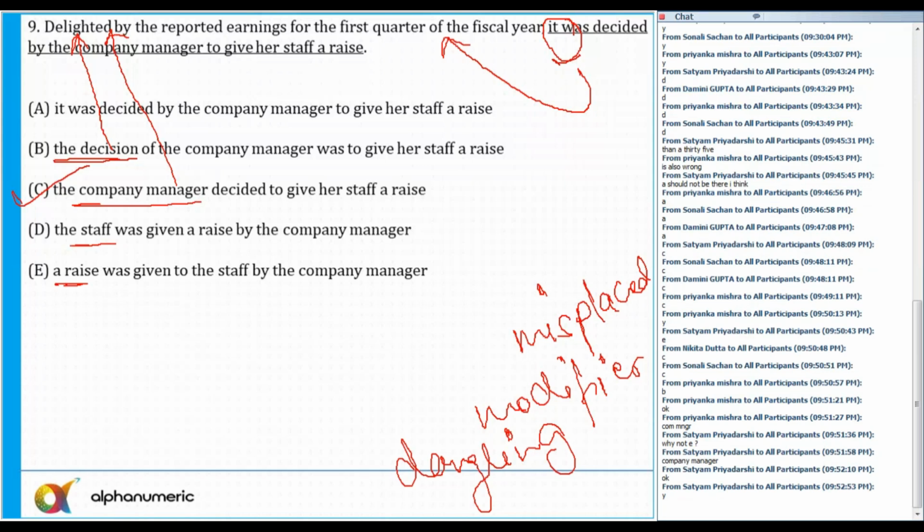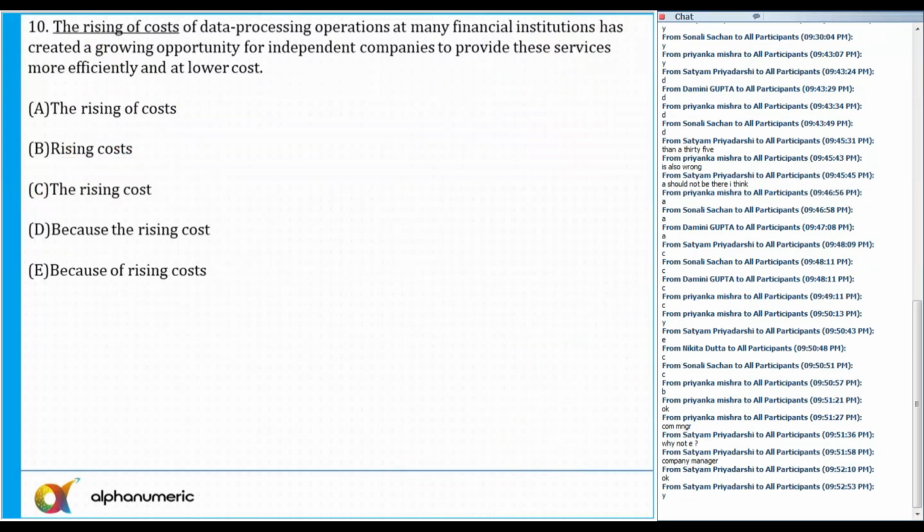We have discussed all this in the error correction session. So if you have access to the videos, you can go through them. We have discussed all this.